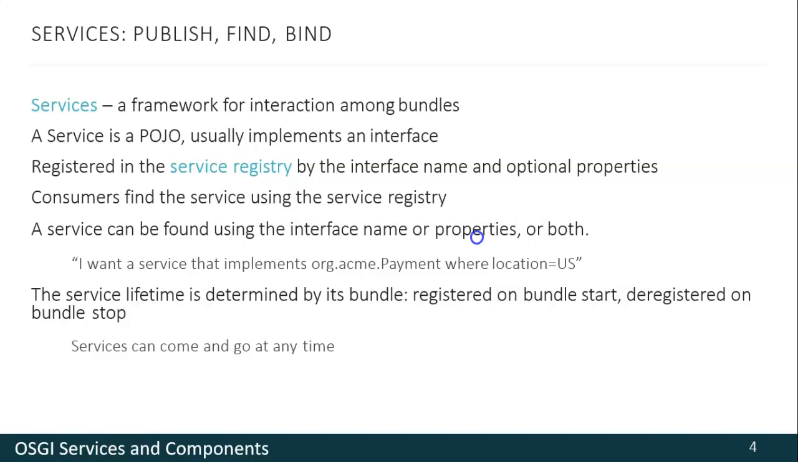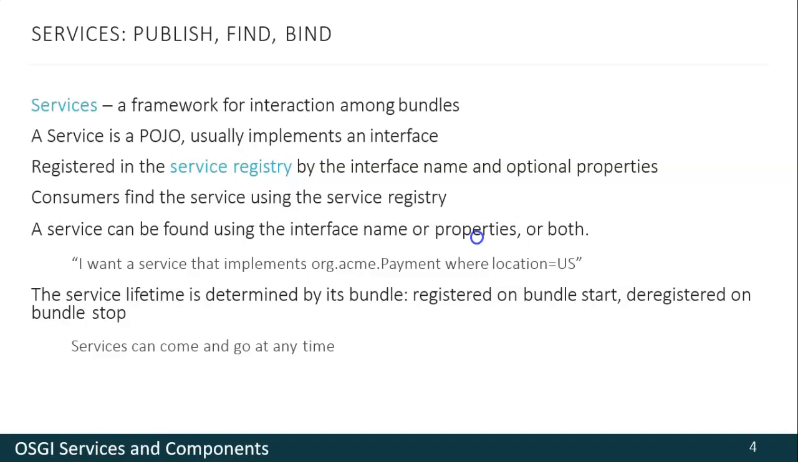A service is a Java class. Usually it implements an interface. A service is registered in the service registry. To register a service, one needs to provide the service object itself or a service factory object, the service interface name, and optional properties that can be used to select the best implementation if there is more than one. That's what the word publish stands for.